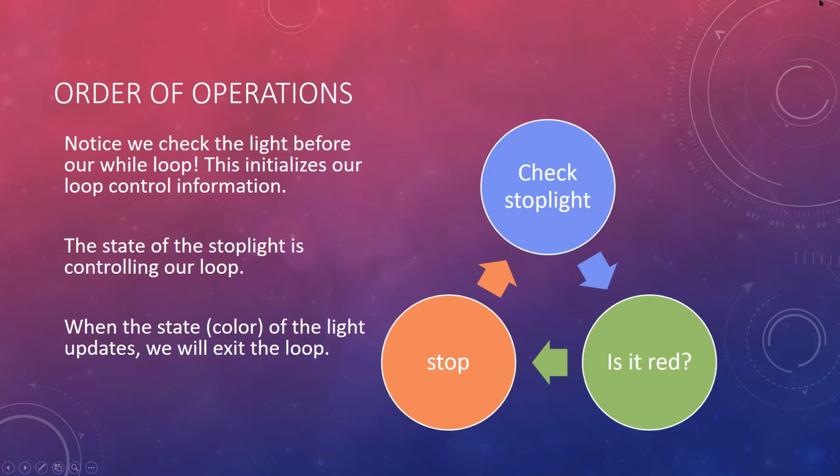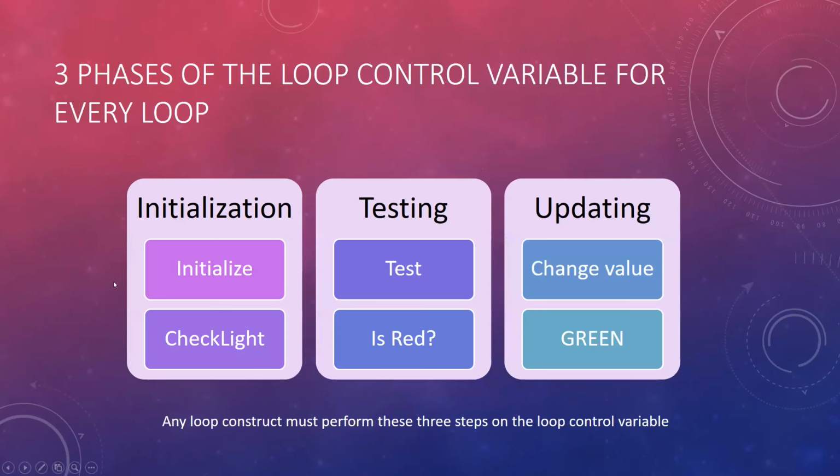Anytime we have a looping construct, we have three main phases that need to be taken care of. First of all, we have to initialize variables to begin our loop. In our example, we checked our stoplight to see what color it is, part of our initialization. Then we have to test. We have to conduct some sort of test to see if our condition is valid. In our case, we check to see if the stoplight is red.